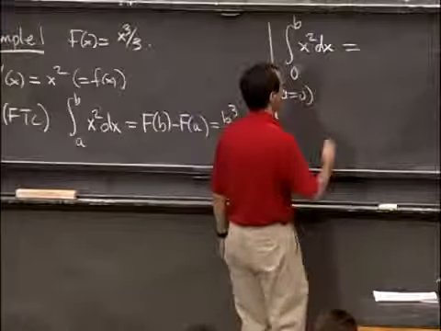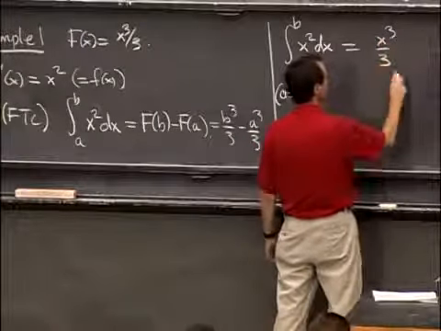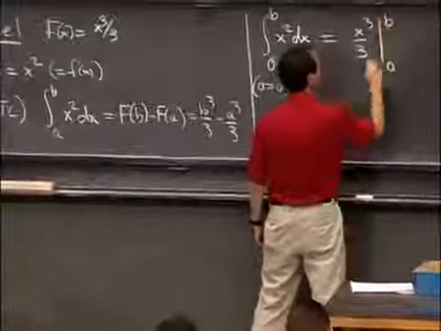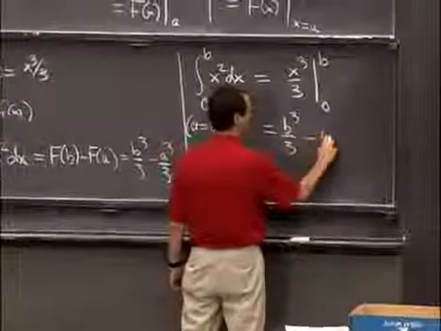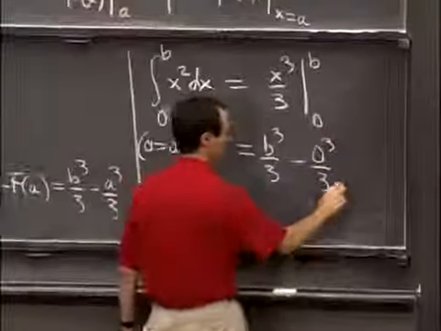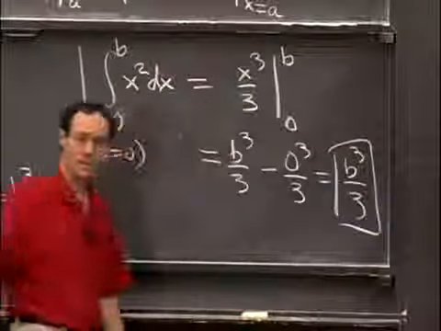10 seconds, let's say. Well, the antiderivative of this is x cubed over 3. I'm going to evaluate it at 0 and at b and subtract. So that's going to be b cubed over 3 minus 0 cubed over 3, which of course is b cubed over 3. And that's the end. That's the answer.